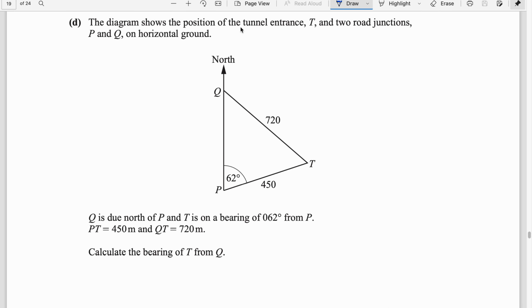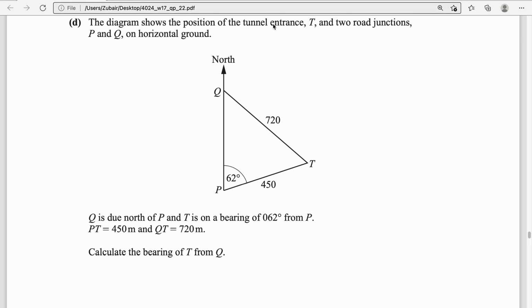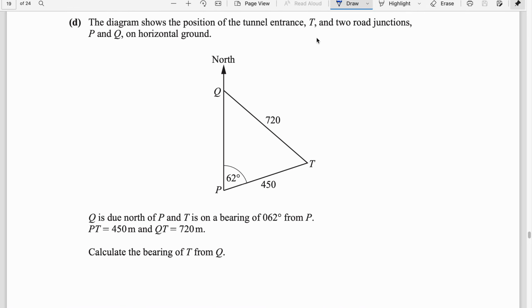The diagram shows the position of the tunnel entrance T and the two road junctions P and Q on the ground. Q is due north of P and PT is on a bearing of 62 from P. PT is 450 and QT is 720. Calculate the bearing of T from Q. The bearing of T from Q should be this angle.